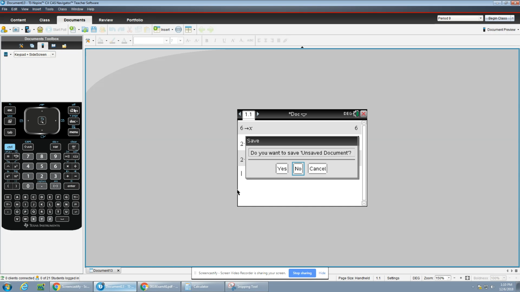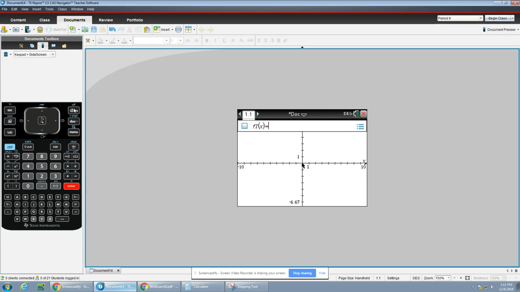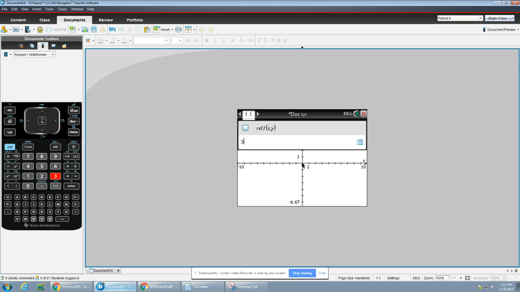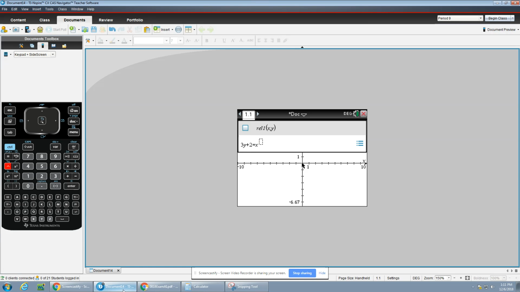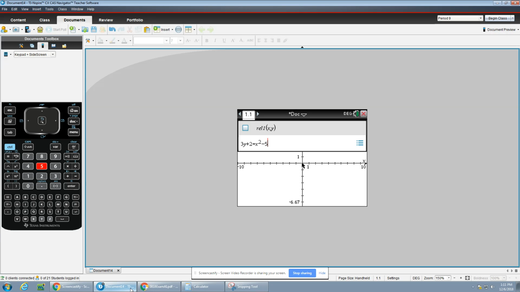If you go to a graphs page, choice 2, you can actually erase the equal sign. And you click choice 6 for relation. This will allow you to type in however you want it. So we can do 3y plus 2 is equal to x squared minus 5x plus 17. And that will graph the parabola for you.